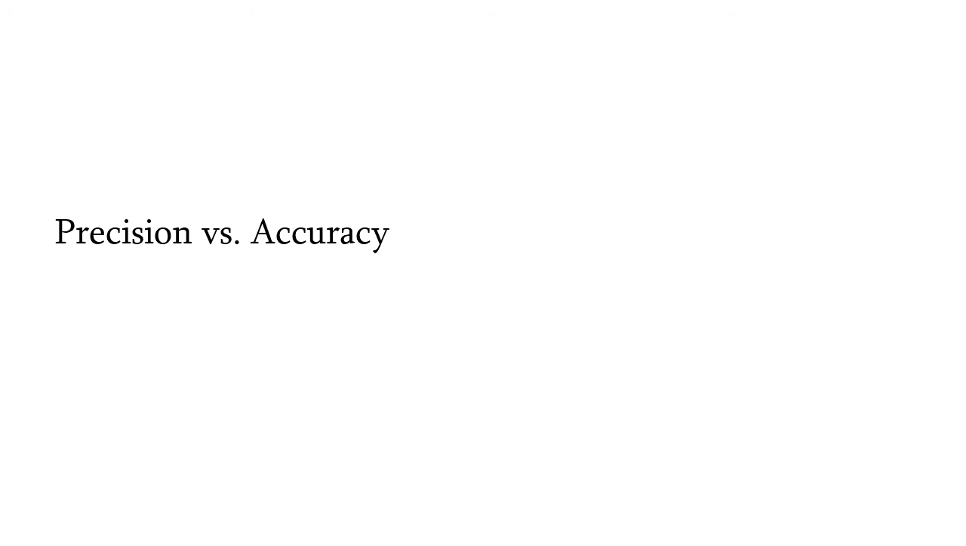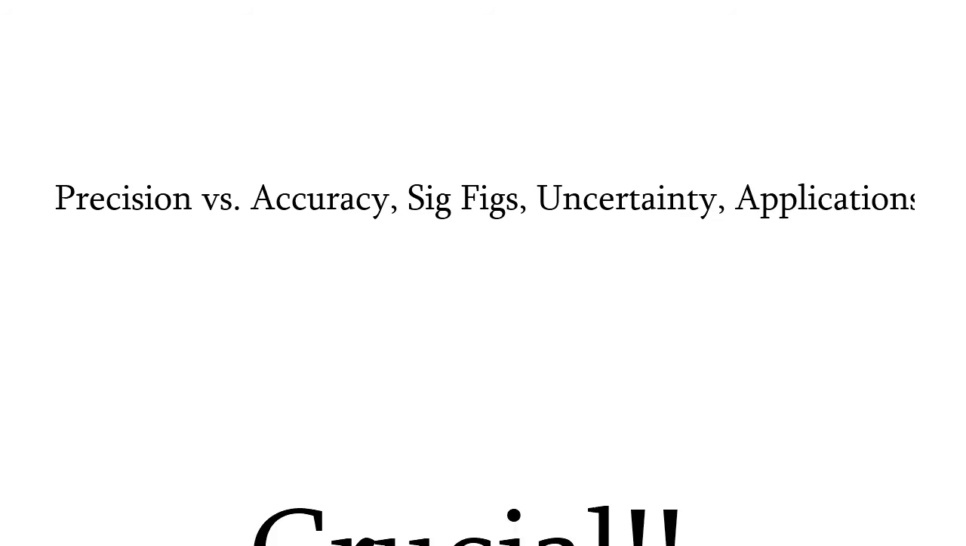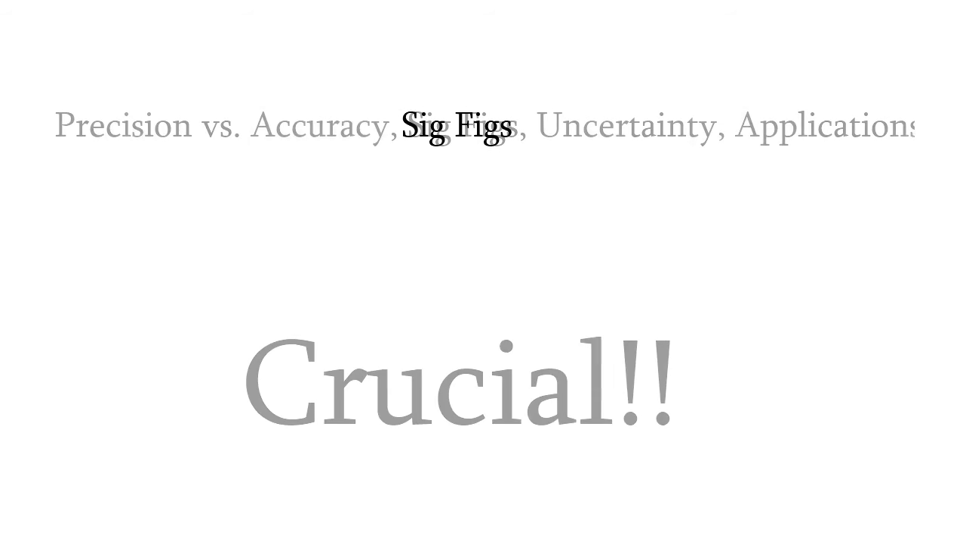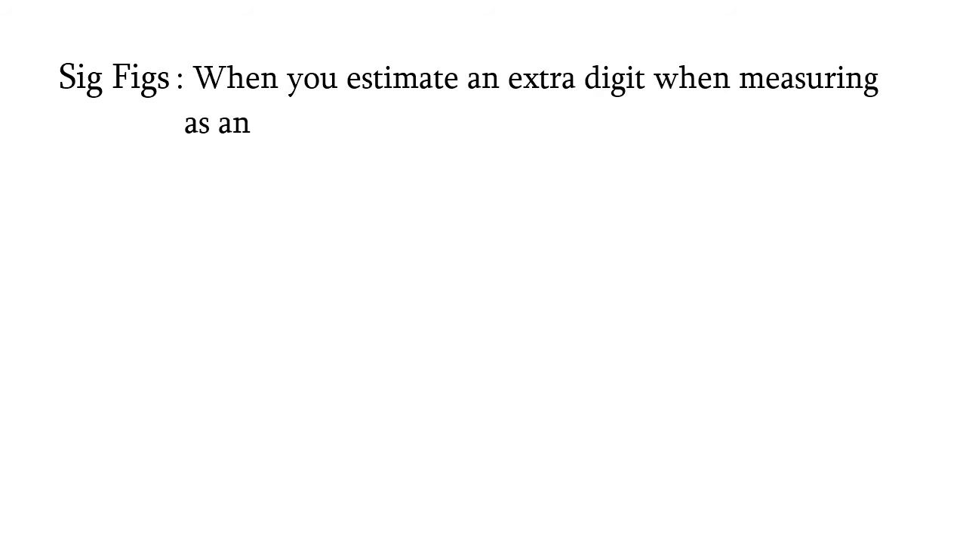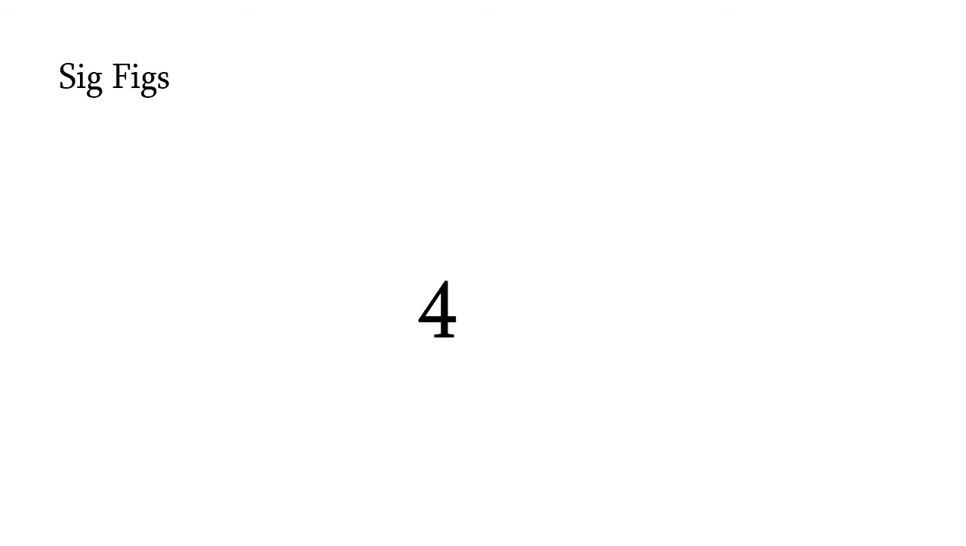So, let's talk about precision versus accuracy, significant figures, uncertainty, and some applications for them. All these topics are things that are necessary to understand for chemistry. Significant figures, or sig figs, are when you estimate an extra digit when measuring as an attempt to get a more accurate result. We cannot make a measurement that is more precise than what our measuring abilities allow, so we will want to only estimate one digit further. This is how we develop sig figs.